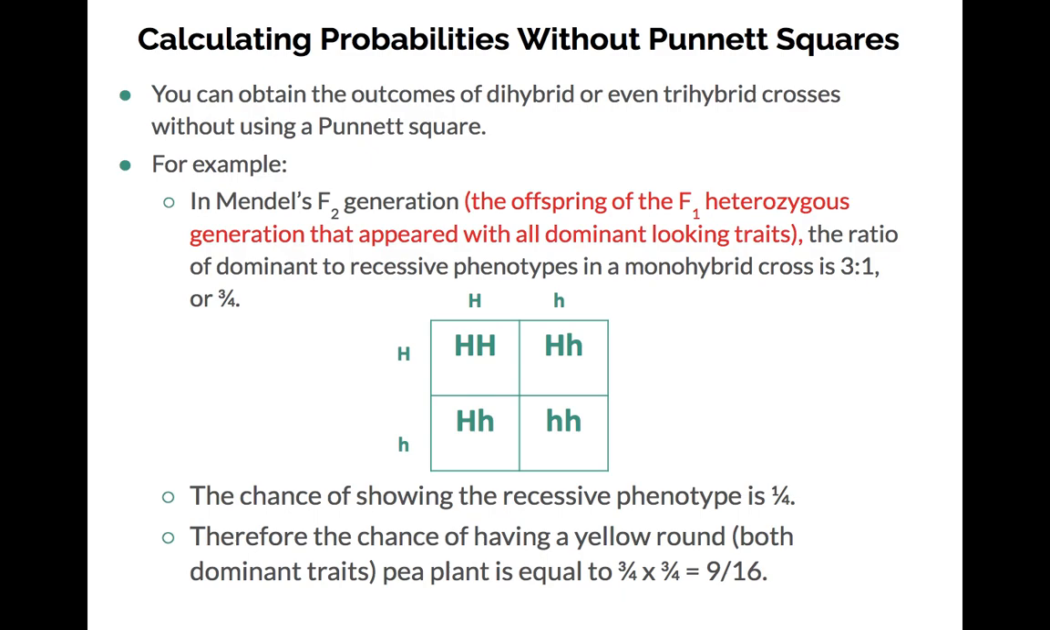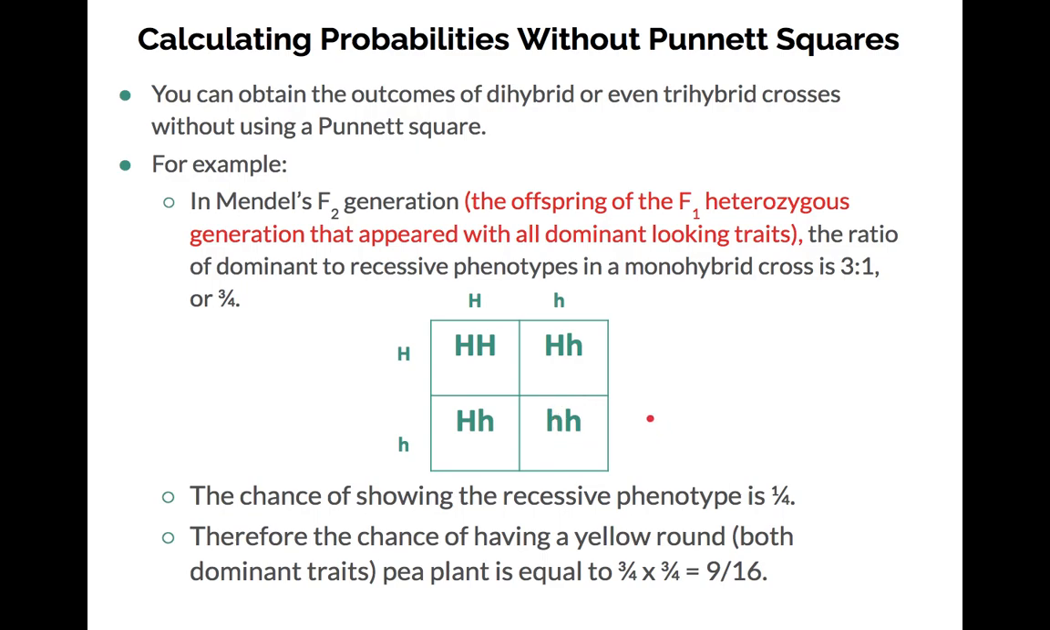However, the ratio of the dominant to recessive phenotypes from that monohybrid cross was 3 to 1, or 3 out of 4. Now, how did we get that? Right here, we're crossing 2 heterozygous parents, right? So heterozygous here, and we end up getting 3 that look dominant, and only 1 looks recessive. So 3 out of 4 look dominant. The chance of a recessive phenotype is 1 out of 4.